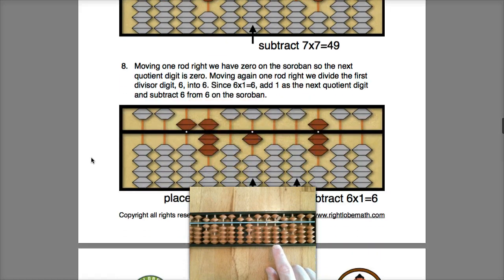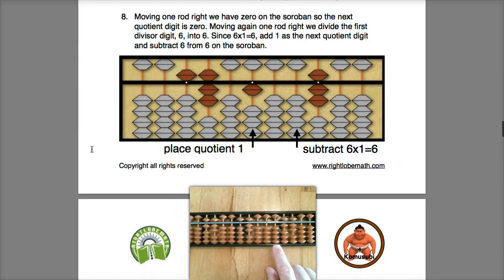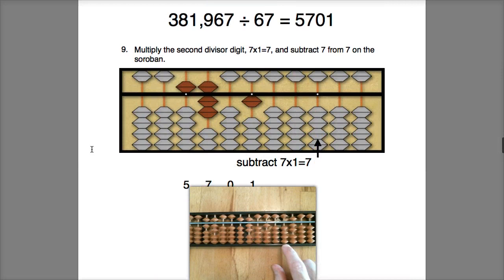Moving one more rod to the right, we have 0 on the Soroban this time, so that means my next quotient digit will be 0. Now I'll move one more rod right and take the 6 into the 6 on the Soroban. 6 times 1 is 6. Finally I'll multiply the 7 times the 1 and clear the remaining 7 on the Soroban, so I have a final answer of 5,701 as my quotient.